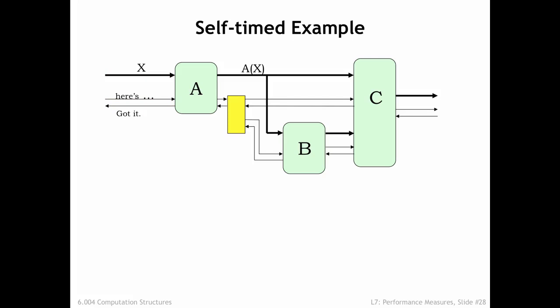When A is ready to send a new output to the B and C stages, it checks that its "Got X" signal is deasserted, which it is, so it asserts the new output value and signals "Here's X" to the yellow box, which forwards the signal to the downstream stages. B is ready to consume the new input and so asserts its "Got X" output. Note that C is still waiting for its second input and has yet to assert its "Got X" output.